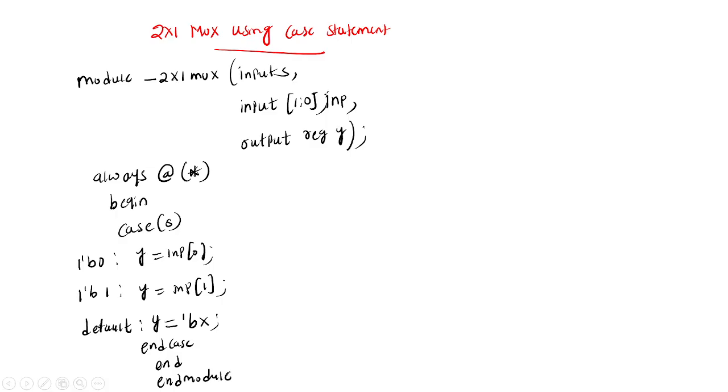Did you understand this program? Why the default is there, I will tell you when we discuss the 4 cross 1 mux, why this default statement is there in the case statement. Okay?